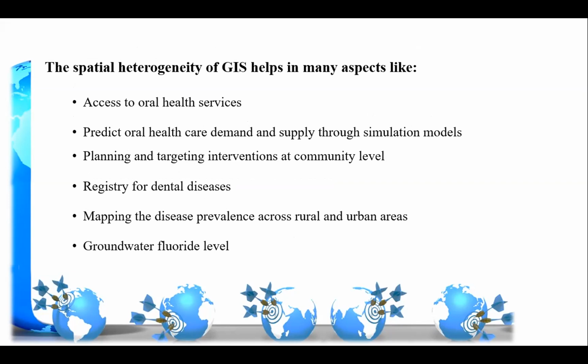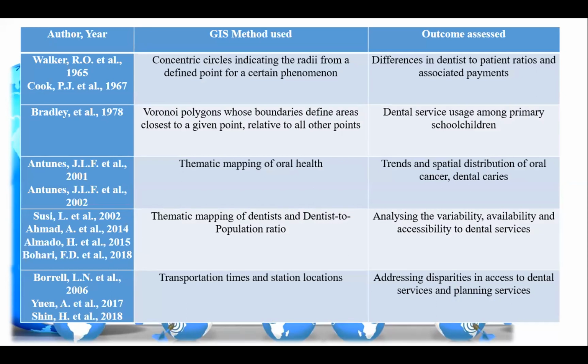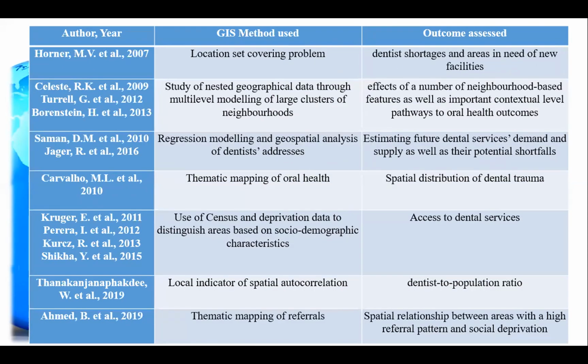And it is also used for registry for dental diseases, mapping the dental disease prevalence, and also to assess the groundwater fluoride levels. So the previous studies have also utilized GIS methods like concentric circles, Voronoi polygons, and thematic mapping, mainly to understand the dentist-patient ratios and the availability and accessibility of dental services. And also regression modeling analysis and geospatial analysis are used to further predict the demand. And a local indicator of spatial autocorrelation has also been used to understand the dentist population ratio.